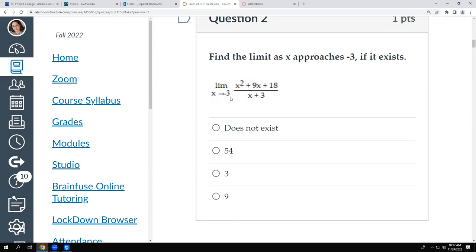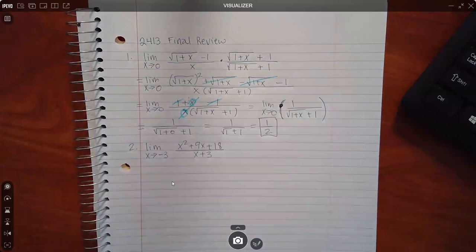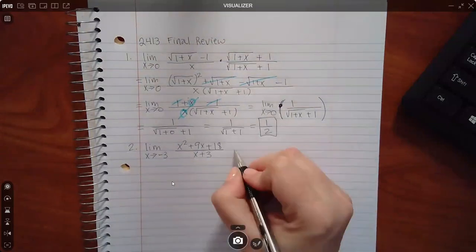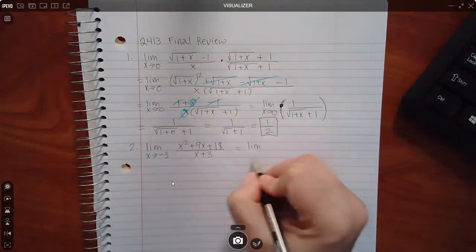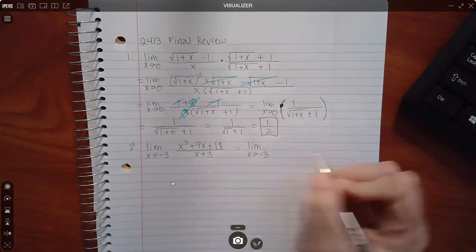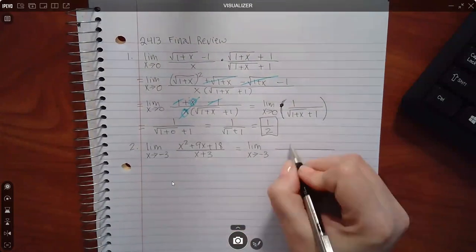And can I directly plug in negative 3 and get an answer? No, when I plug in negative 3, it's going to make it undefined, right? So we definitely have to manipulate this some way. Any suggestions? Maybe it'll factor, right? And cancel. So how do we factor the numerator?